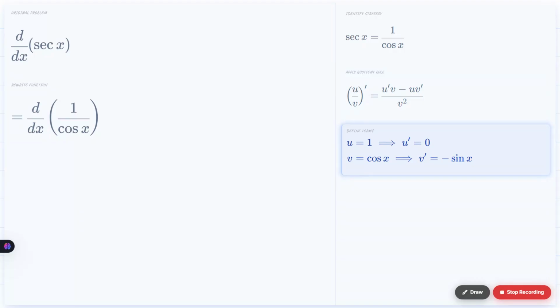We find that u is 1 and u prime is 0. We also find that v is cosine and v prime is negative sine. We do this to get our pieces ready for the formula.